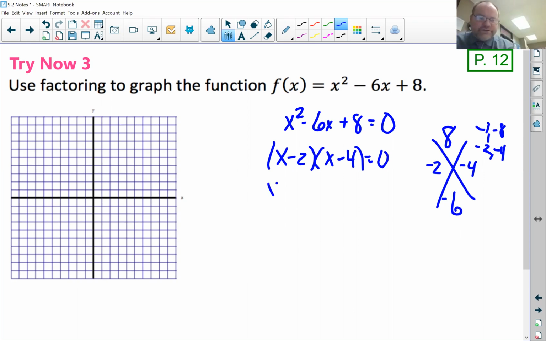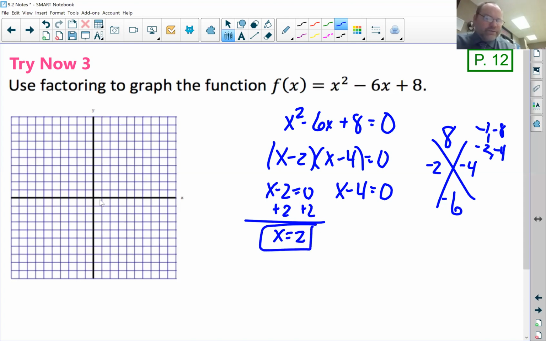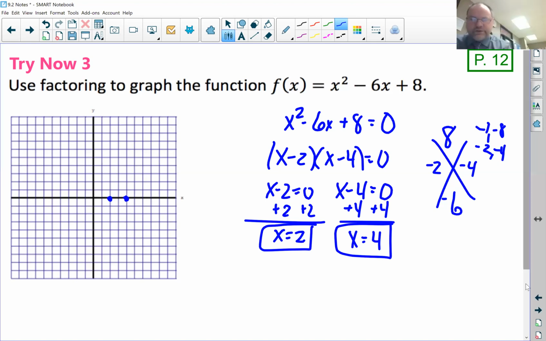Find my solutions. Those will be my x-intercepts. x minus 2 equals 0. I undo the subtraction by adding 2 to both sides. So one of my x-intercepts is x equals 2. x minus 4 equals 0. I add 4 to both sides. My other x-intercept is x equals 4.